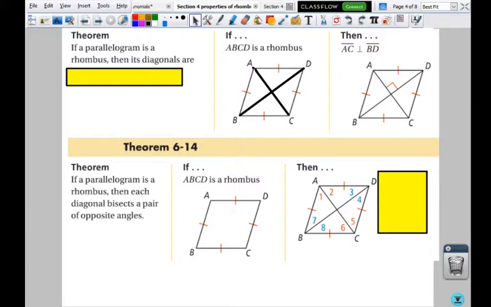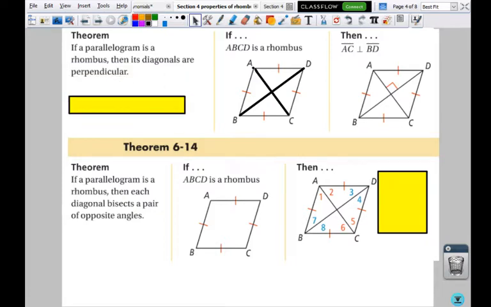So we're going to start with a rhombus. If a shape is a rhombus, then its diagonals are perpendicular. Perpendicular. So if you have a rhombus, then when you look inside at the diagonal parts, they are perpendicular, which means they all form 90-degree angles.